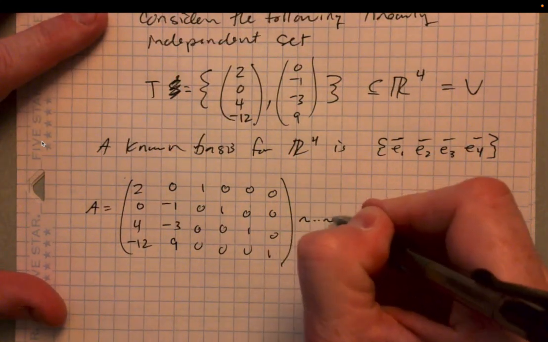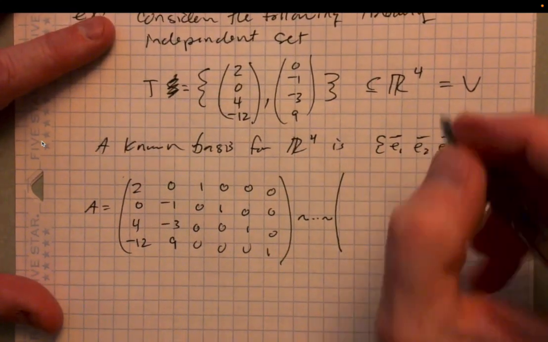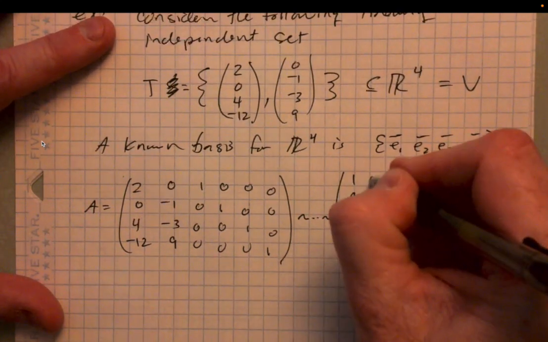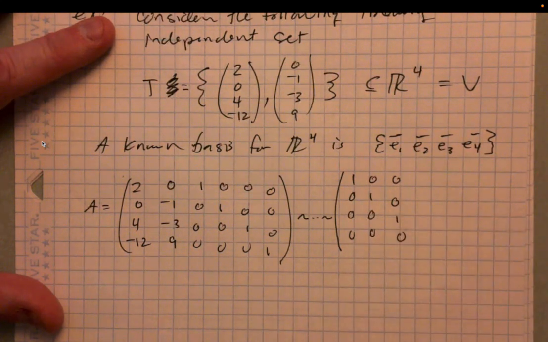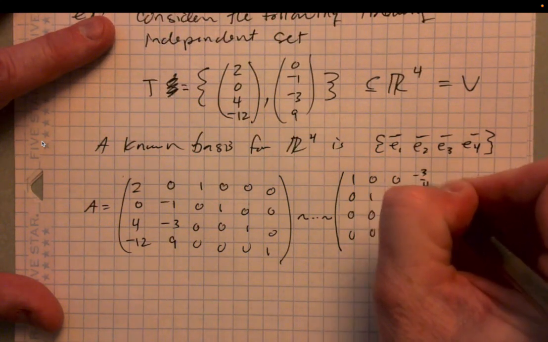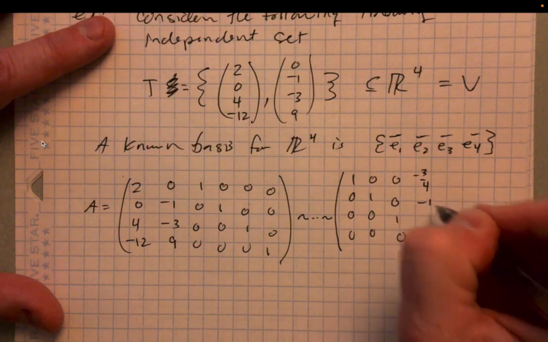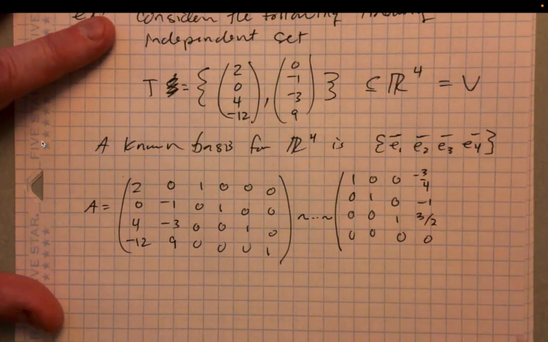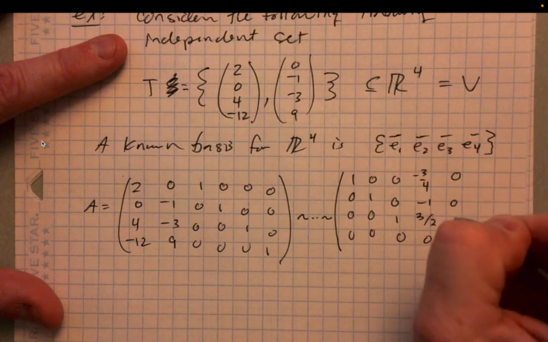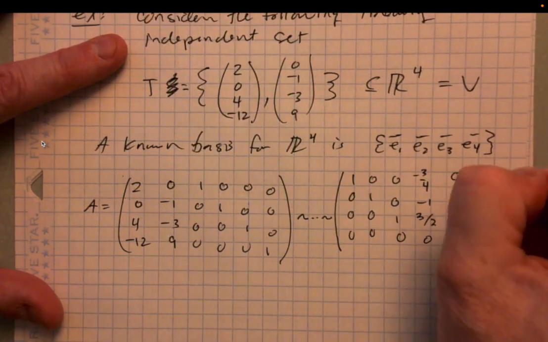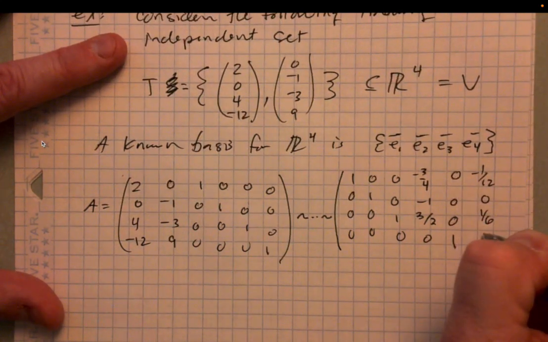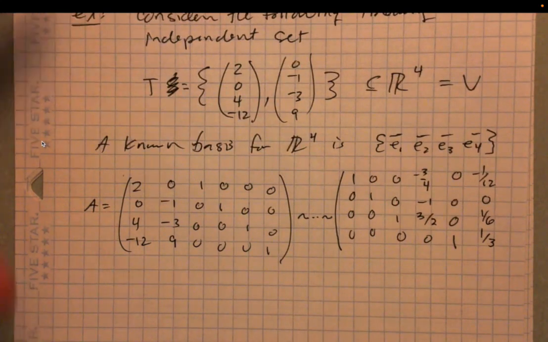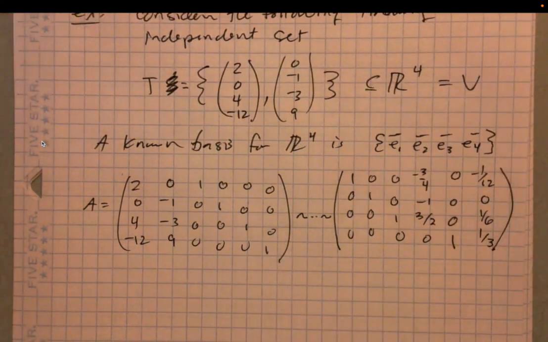I'll do that quickly. When we do that, we get (1, 0, 0, 0), (0, 1, 0, 0), (0, 0, 1, 0), and then (-3/4, -1, 3/2, 0), then (0, 0, 0, 1), and then (-1/12, 0, 1/6, 1/3). This is what it looks like when we put it into reduced row echelon form.